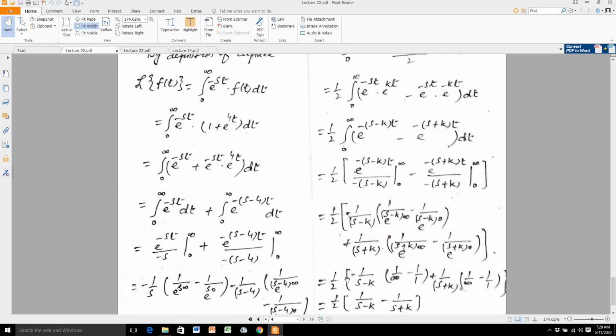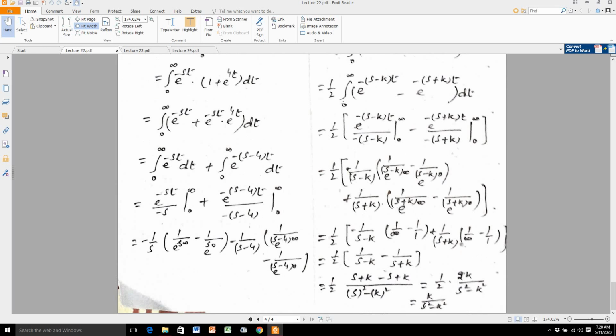Here you see that again I use the rules: 1 over e raised to infinity is equal to 0, and e raised to 0 is equal to 1, and the same here. When I simplify this, I get 1 over 2 times (1 over (s minus k) minus 1 over (s plus k)). So when I simplify this, I get 1 over 2 into 2k over (s square minus k square). It is equal to k over (s square minus k square).